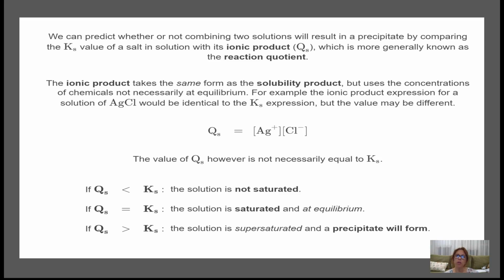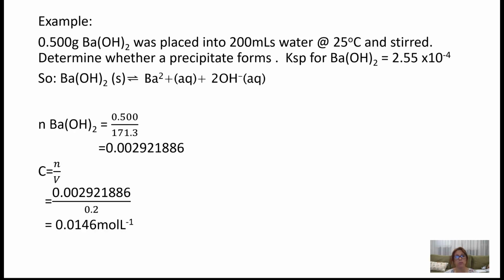So if the QS, the ionic product, is less than the solubility product, the solution's not saturated. If they are equal, it's saturated and therefore at equilibrium as well. And if it is greater than the KSP, it's supersaturated, and then we know that a precipitate will have formed. So let's have a look at an example.